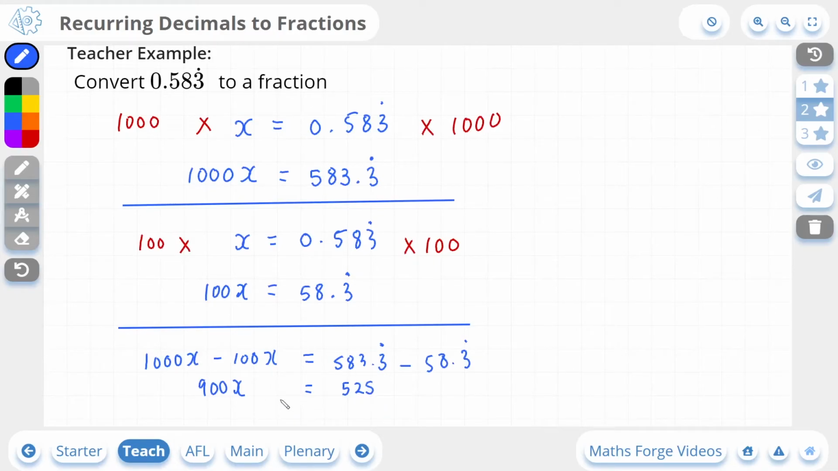And if we divide both sides by 900, we end up with the following. X is equal to 525 over 900. And if we simplify this final answer here using a calculator, 525 over 900, this is going to give us the following. 7 over 12. And this should be 0.583 recurring as a fraction in its simplest form. So if we check our answer, there it is, it's 7 over 12.